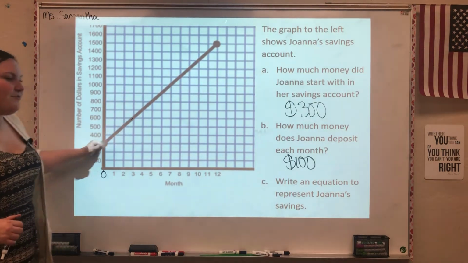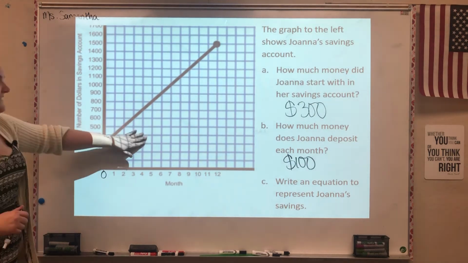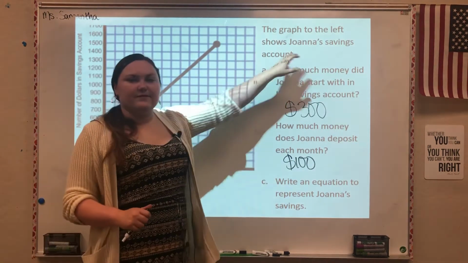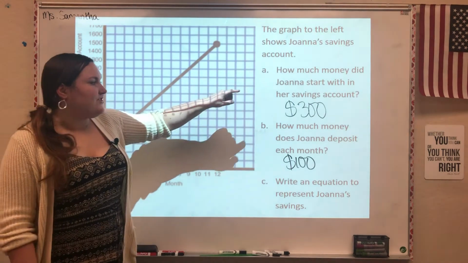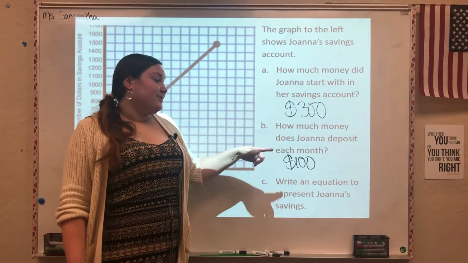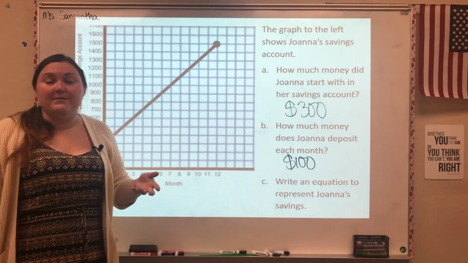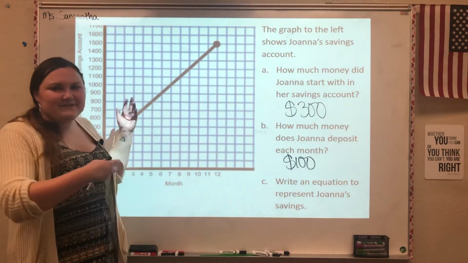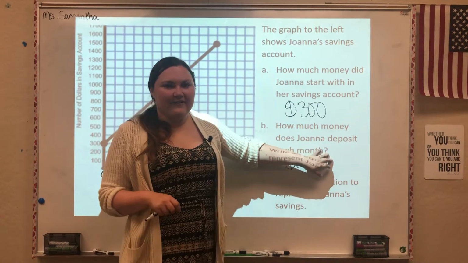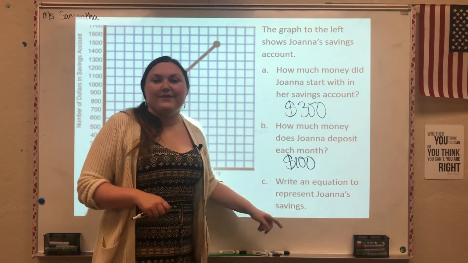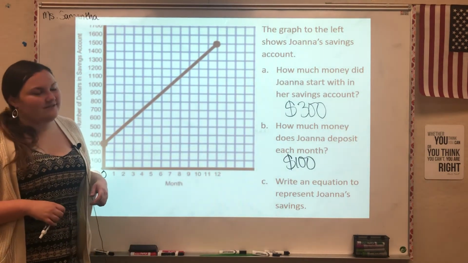Now this last part, write an equation to represent Joanna's savings. Use all of this information we already said. We said she's starting with $300. She's saving $100 each month. I've given you something like that in a word problem before. All I've done now is we got all that information from a graph, but you know how to write an equation for that. What would the equation look like?